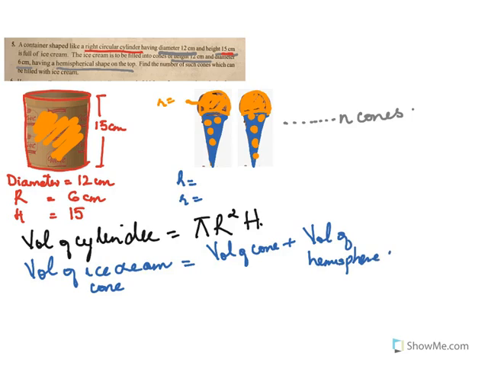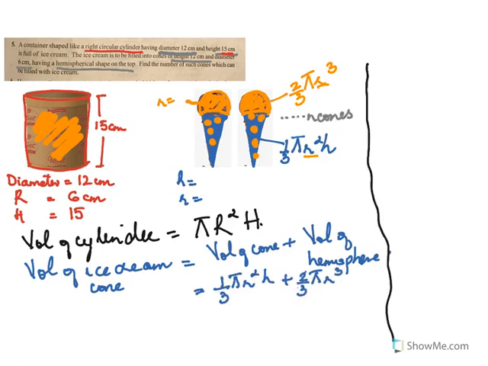The formula for the volume of a cone is 1 by 3 pi r square h, and that of the hemisphere is 2 by 3 pi r cube. Now the r is the same in both. So now we will put the values. We can take pi over 3 and r square common out. What will remain is h, and 2r.